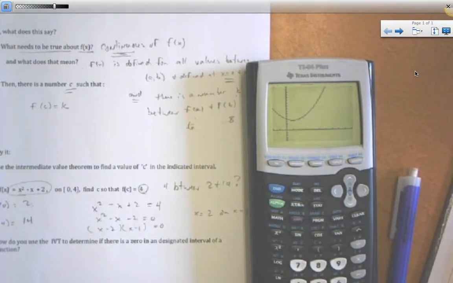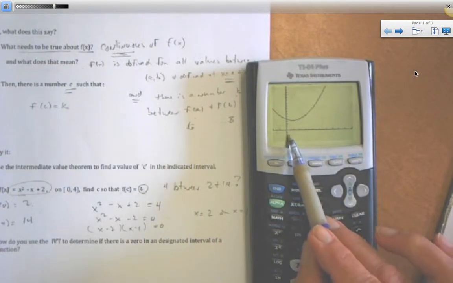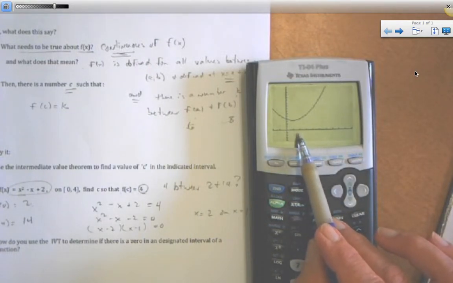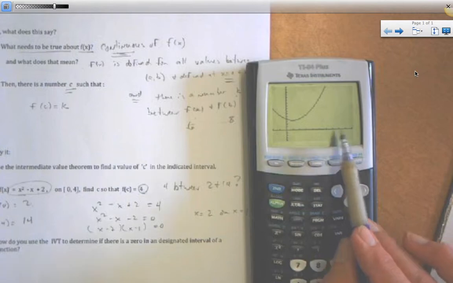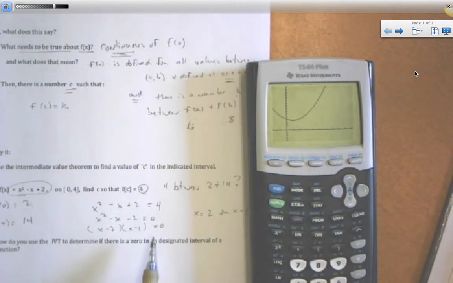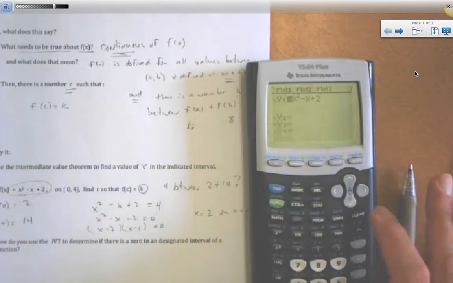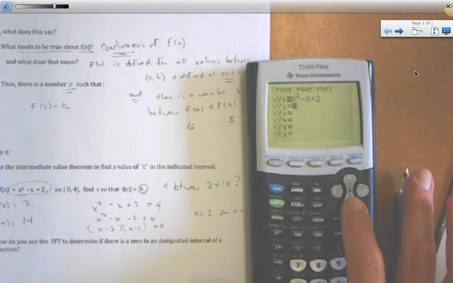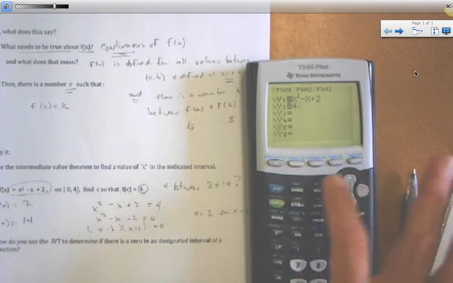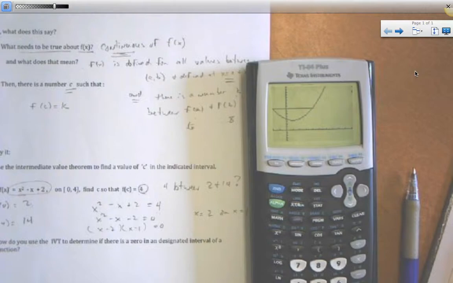And we only want to look at what happens between 0 and 4. And we're looking to see where it is equal to 4. So let's go to your y equals key. And for the second function, let's plug in 4. Let's graph that. All right.